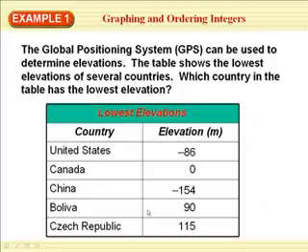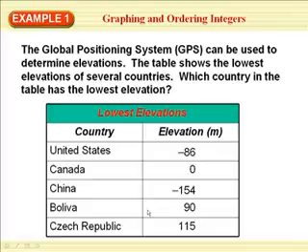Okay, example number 1. Graphing and ordering, and this is on the bottom of page 57, and actually it kind of goes to the top if you're following along with me. The Global Positioning System, GPS, can be used to determine elevations. The table shows the lowest elevations in several countries.